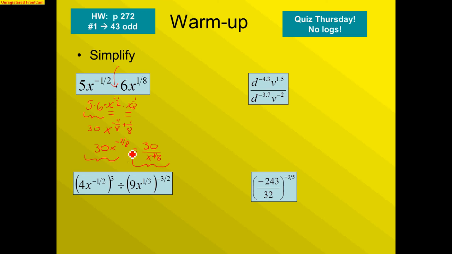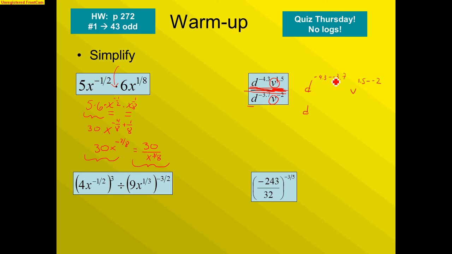So let's move on to this problem. This problem is a division. I see the same base twice, D and D with division in between, so I write the base once and subtract. Negative 4.3 minus negative 3.7. I see the V twice with division in between, write the V once, and subtract. Top exponent minus bottom exponent.